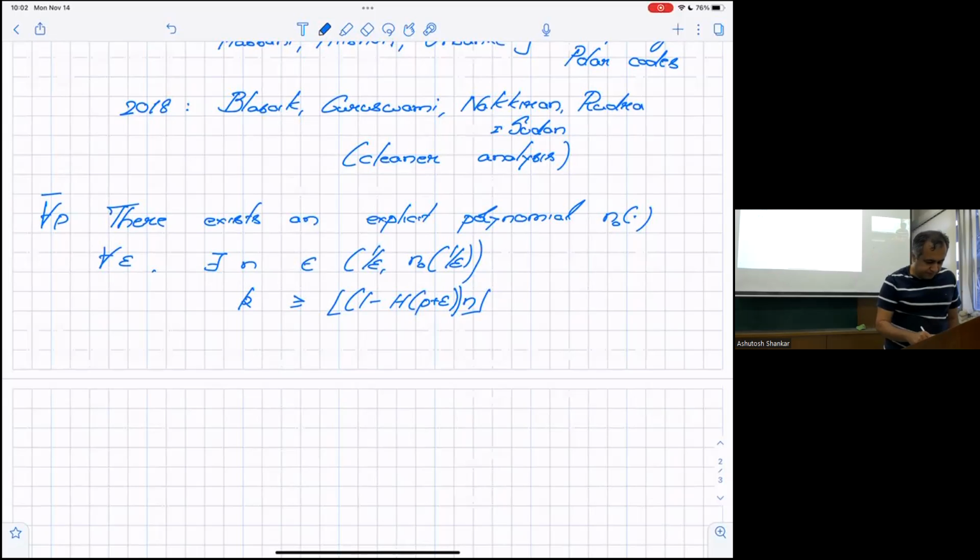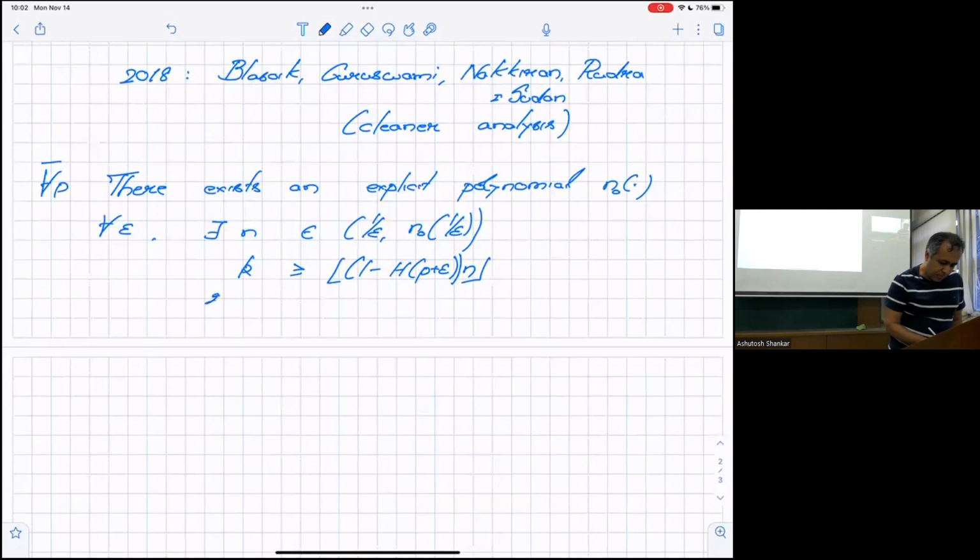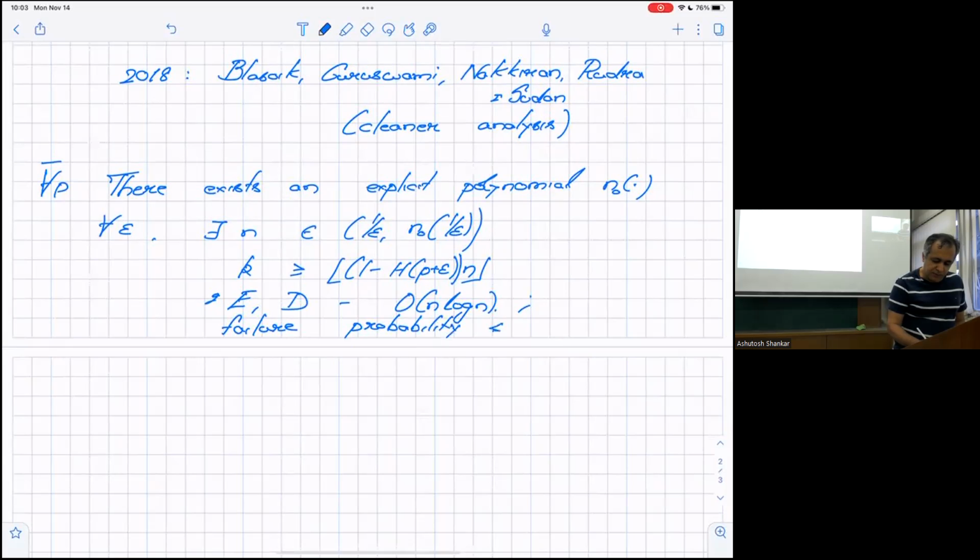And encoding and decoding will run in time polynomial, actually even better, they will run in order n log n. And so this is what we will prove, and the failure probability is at most epsilon. So that's the same thing we'll get. We'll construct this object in this one.